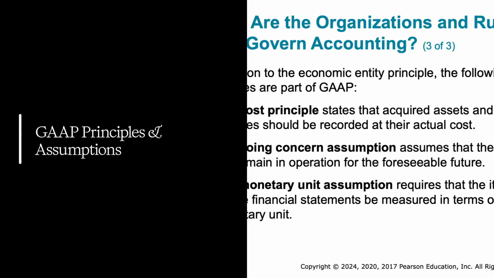The going concern assumption assumes that the entity will remain in operation for the foreseeable future, right? Going concern is, are we going to keep on going, right? So we're always assuming that the company is going to survive. And this is where we get into net income and net losses, right? If you start getting too many net losses, going concern is, are we going to be around next quarter or next month?